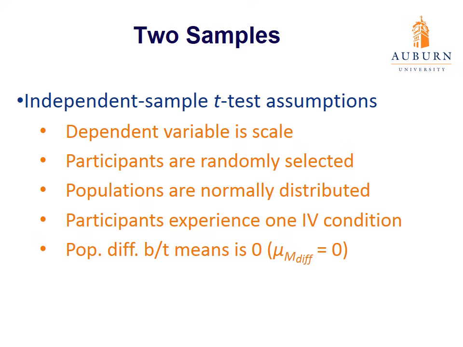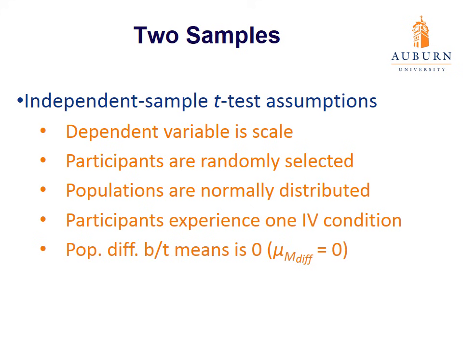Again, we don't have population information, so we have to infer or assume based off of the central limit theorem whether or not we are meeting the assumption that the populations are normally distributed. The last 2 are new and are unique to the independent sample t-test. Participants should experience one of the independent variable conditions. We've already talked about that. What we're saying is that our observations should be in one and only one of the samples, or one and only one of the groups. We shouldn't have the same people in both groups, but rather both groups should be completely different people, so we don't have any dependency among our observations.